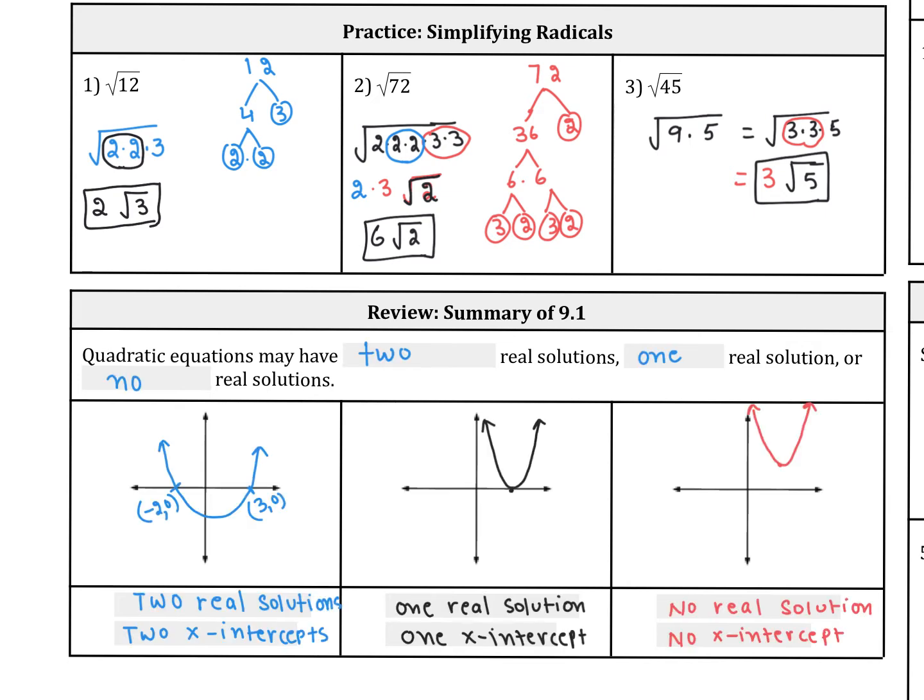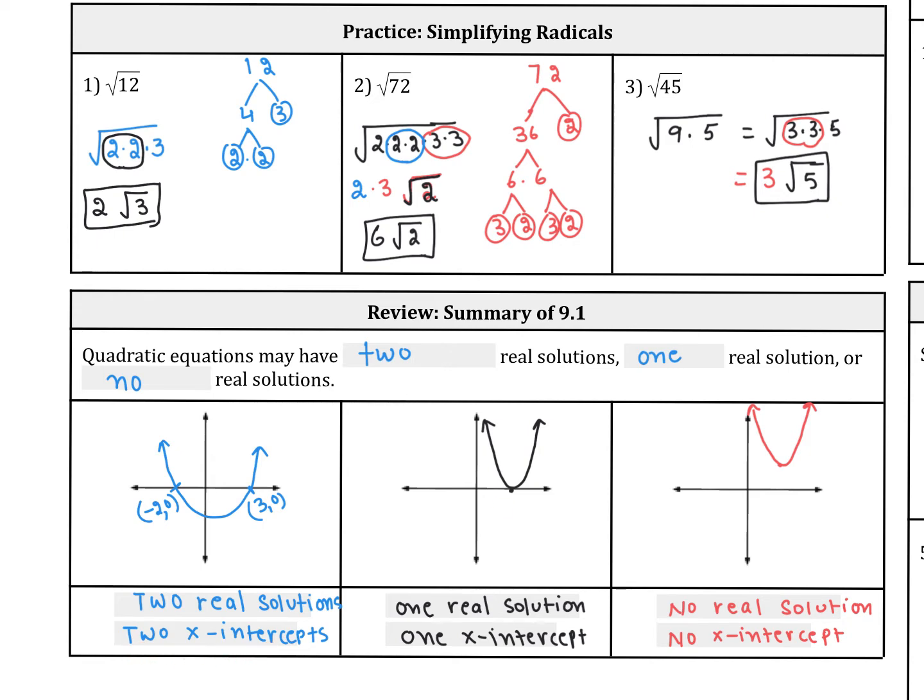So now we are going to review 9.1. Quadratic equations may have 2 real solutions, 1 real solution, or no real solution. If the parabola cuts the x-axis at 2 different points, like this one, where it's cutting at -2 and +3, then we call it 2 real solutions, or 2 x-intercepts.